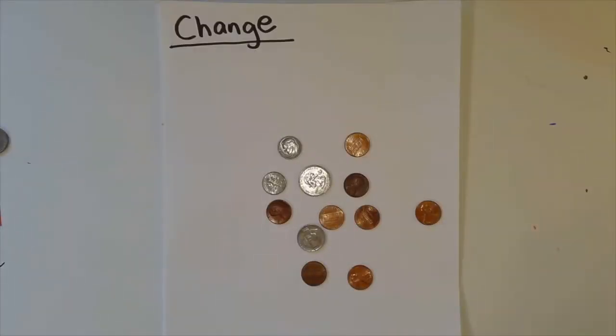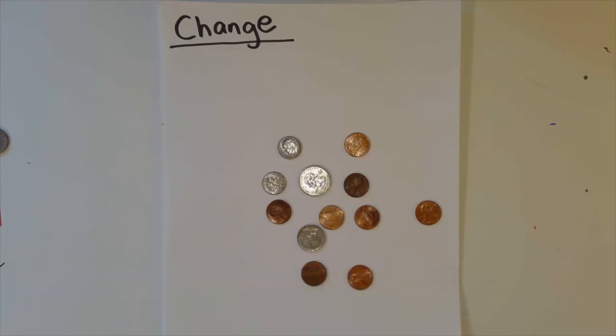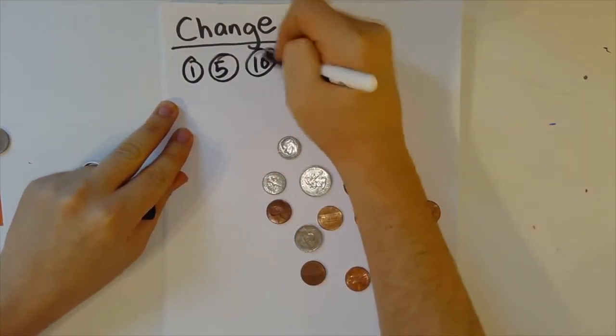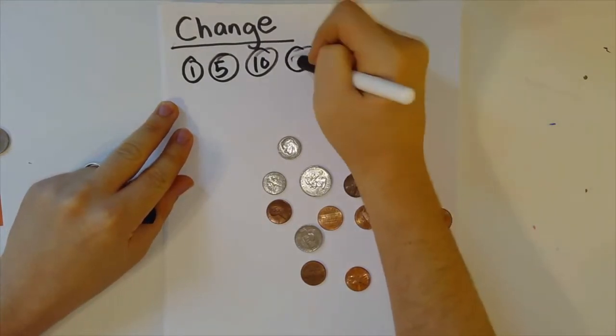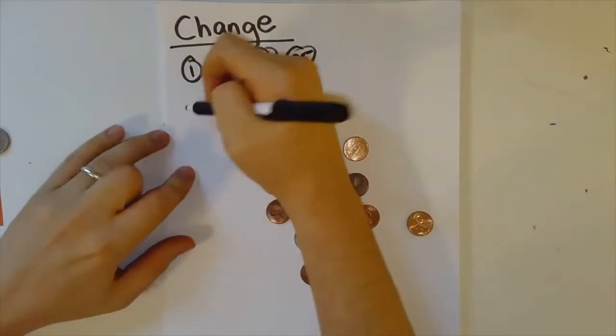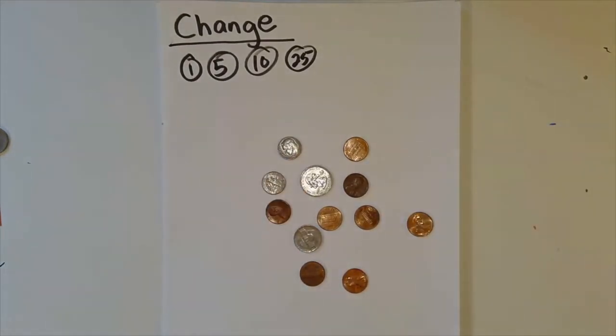Hello, class. In today's video, as the title suggests, we're going to be talking about change. Imagine that in this world we have just these coins: pennies, nickels, dimes, and quarters. The question we're going to have in mind is, how many ways are there to make change for a certain amount? In this case, this would be one way to make change for 58 cents.